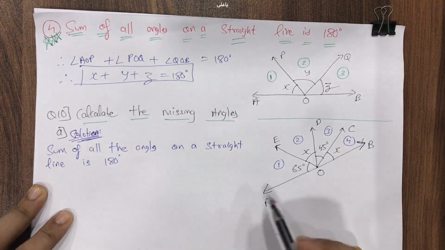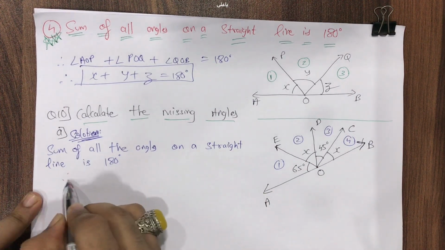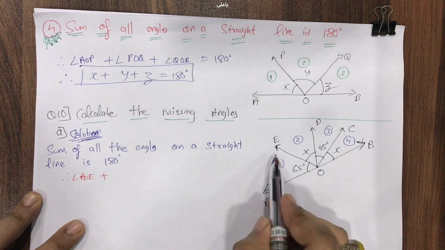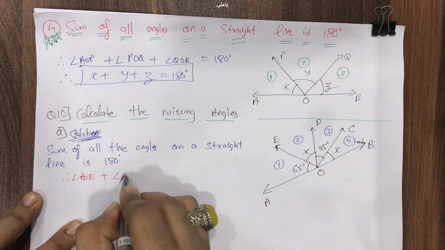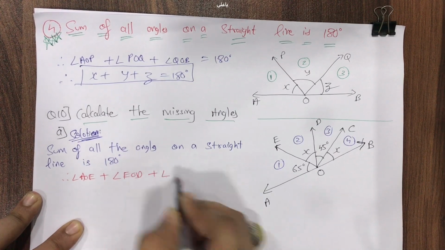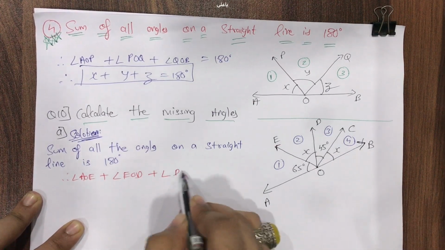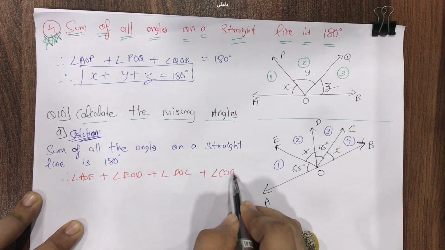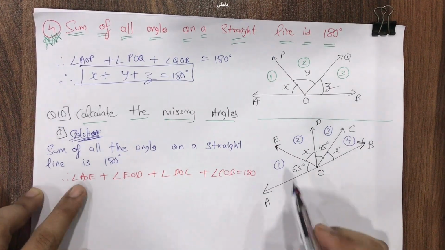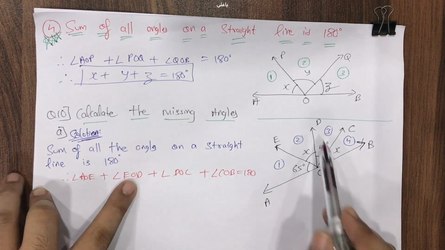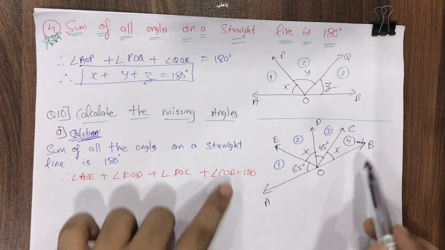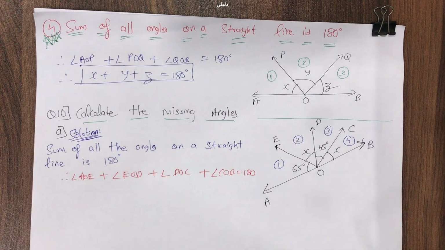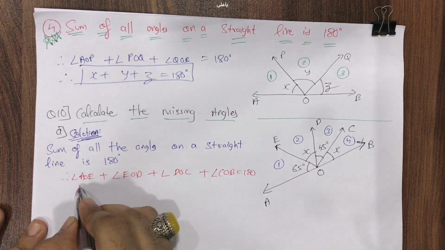Let's write AOE. Therefore, angle AOE, you can also write EOA, plus angle EOD, plus angle DOC, plus angle COB is equal to 180 degree. Let me check. AOE, EOD, DOC, COB is equal to 180 degree. The reason we already provided above. Okay, that's it. Now we just have to substitute the values.